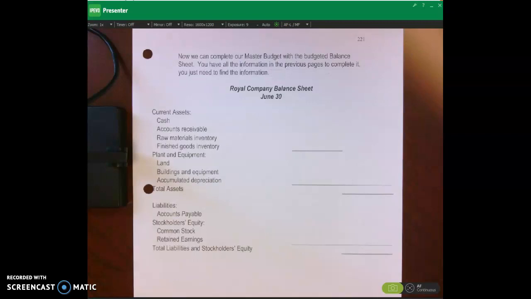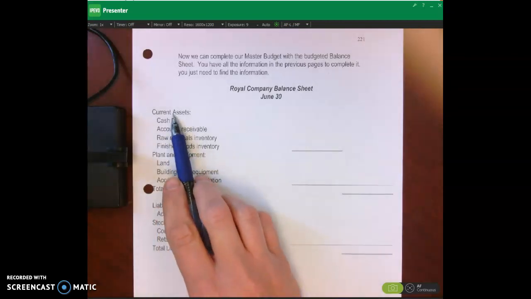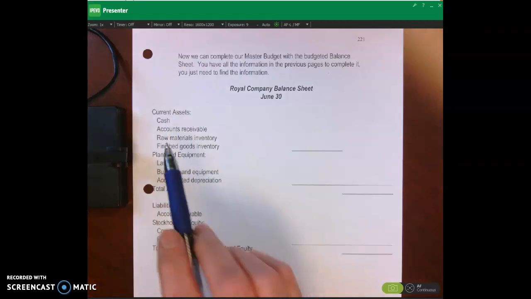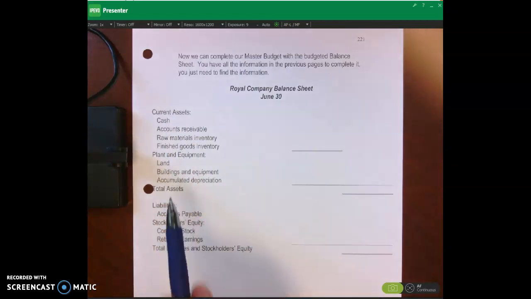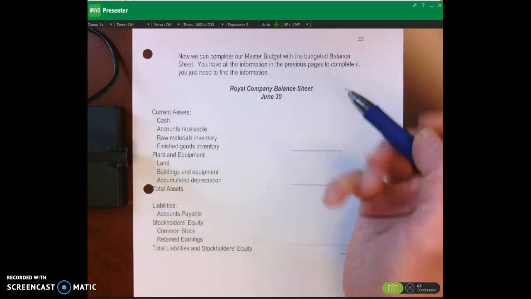Okay, so let's go ahead and look at our balance sheet here for ending June 30th, which would be the balance sheet for quarter two. So we're splitting it out. This is a classified balance sheet. So we have our current assets, plant, property, and equipment, then total assets, liabilities, and then our stockholders' equity, and then the total. Okay.